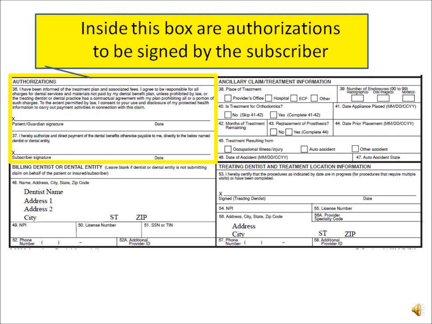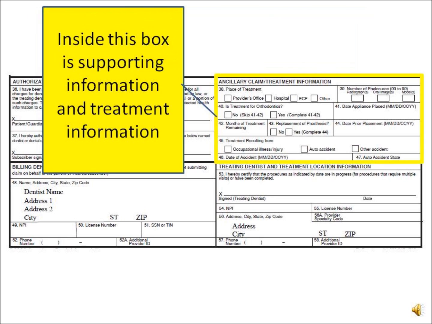For signatures of the subscriber, box 36 allows the doctor to send the information to the insurance company, and box 37 allows the doctor to get paid. In both cases, it is perfectly acceptable to use signature on file.